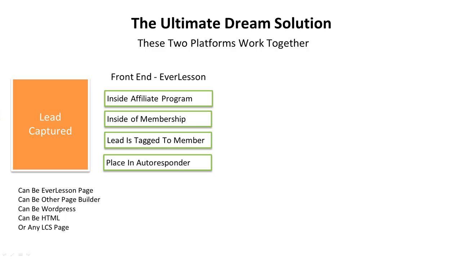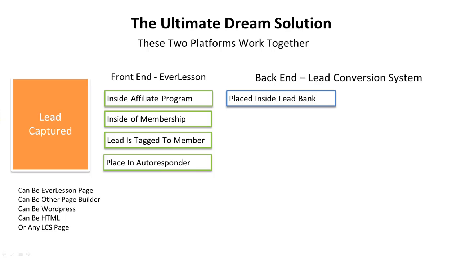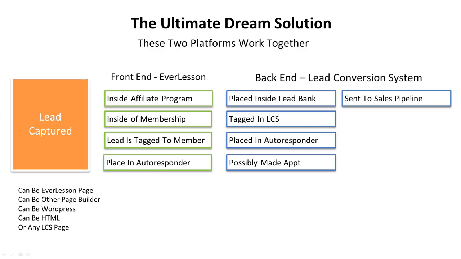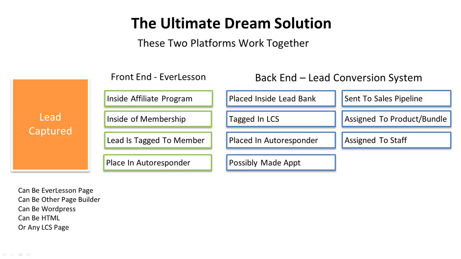But now you need a way to manage those leads. So what if I told you over here on the back end, we're also going to place that lead inside the lead bank. It's going to be tagged inside the lead conversion system so we know where they came from. It's going to be placed in an autoresponder over on the lead conversion side. Maybe they possibly made an appointment with us if we used a qualification process. The lead's going to be sent to a sales pipeline, assigned to a product or a bundle, assigned to a staff member, and then on top of that, we have our app out there that's receiving the lead inside the app. So we know it's a hot lead. And remember, at that point, we can even assign that lead to one of our sales team members.